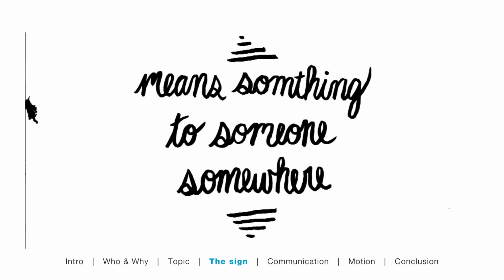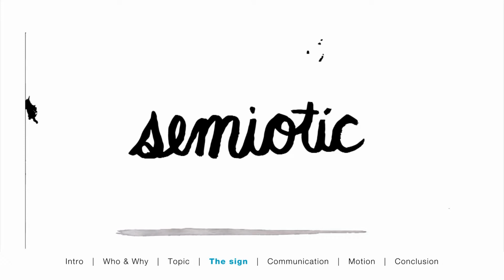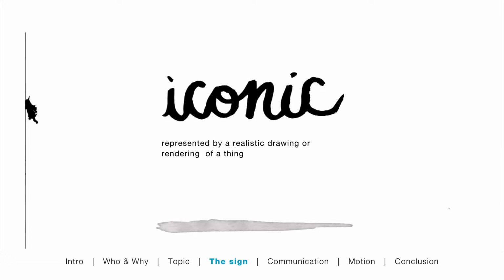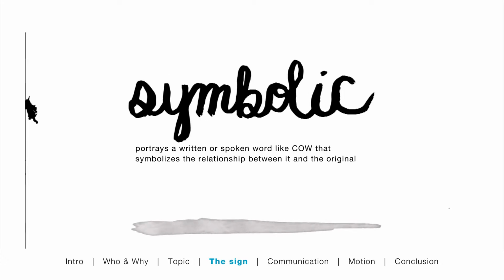Peirce believed the sign is something that means something to someone somewhere. Peirce's theory, semiotics, was made of three primary orders of signs. The first, indexical, is something that is made directly from or shares a commonality with the original. The second, iconic, is represented by a realistic drawing or rendering of a thing. The third, symbolic, portrays a written or spoken word like cow that symbolizes the relationship between it and the original.